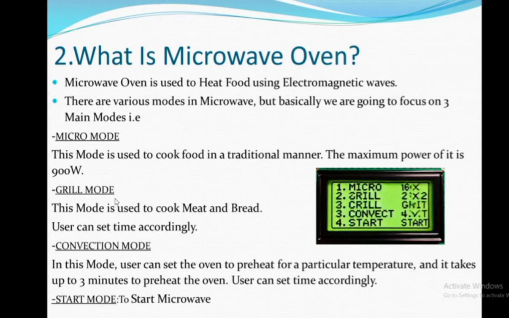Then grill mode. This mode is used to cook meat and bread. We can set the time accordingly. Then convection mode. In this mode, the user can set the oven to preheat to a particular temperature and the user can set the time accordingly. Then the last one is the start mode. It is to start the microwave. Here see the picture. There is the micro mode, the grill mode, the convection mode and the start mode.